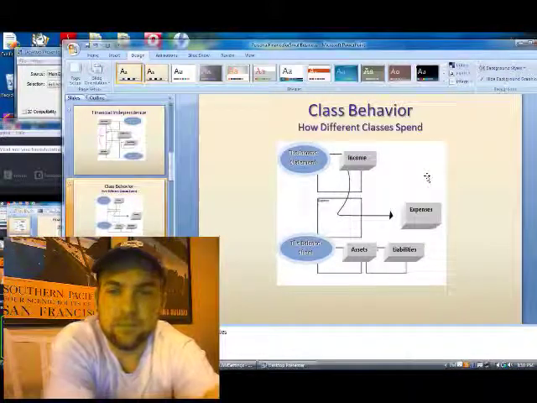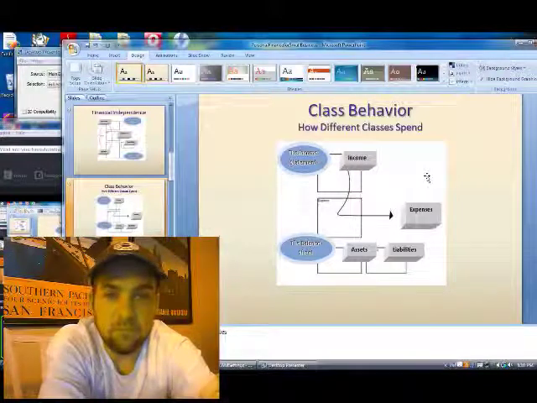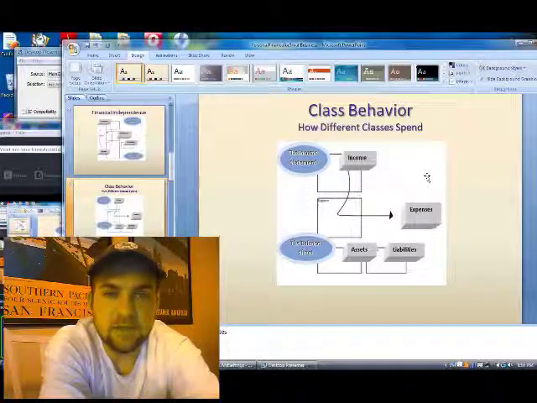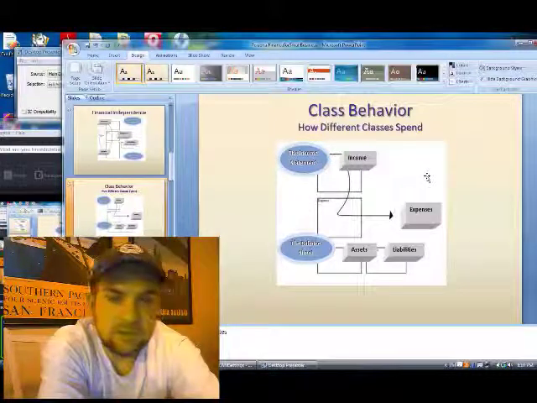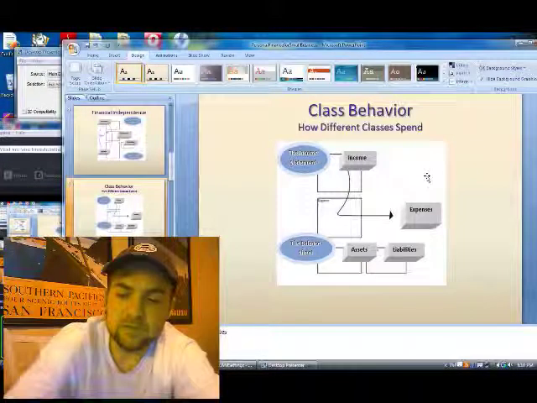Here's how the different classes spend their income. This is how poor people spend their income. It comes in and then it hits their expense column and it goes out the door. So that'd be expenses such as eating out, or you name it, just normal everyday expenses.